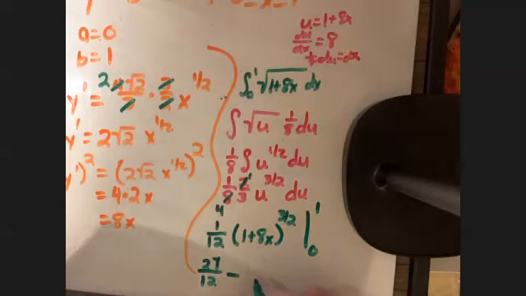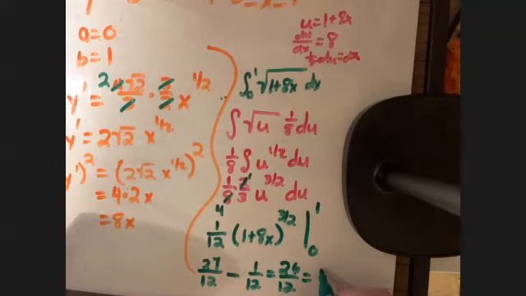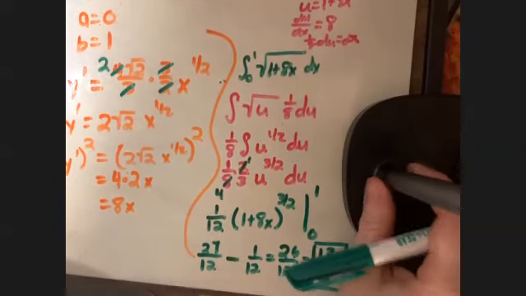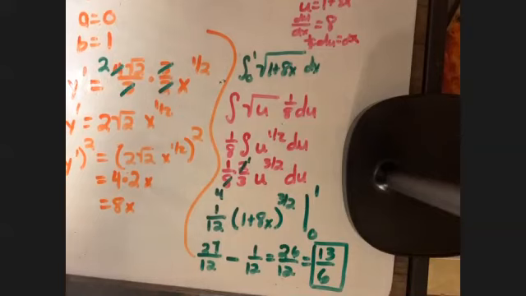Okay, minus 1/12. Okay, that is going to be 26/12, which will go down to 13/6. Okay, so there is our length. And we could certainly push that down into a decimal if we needed to.